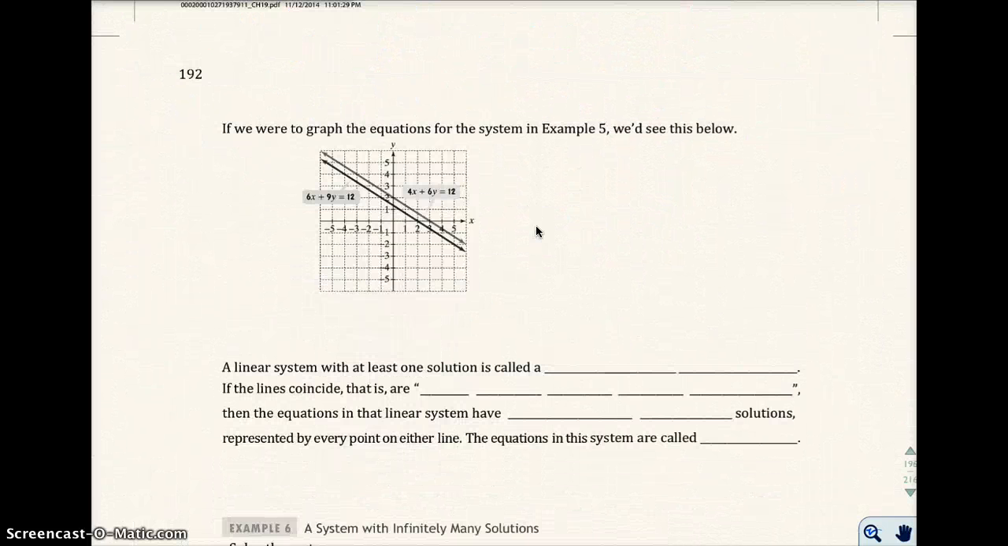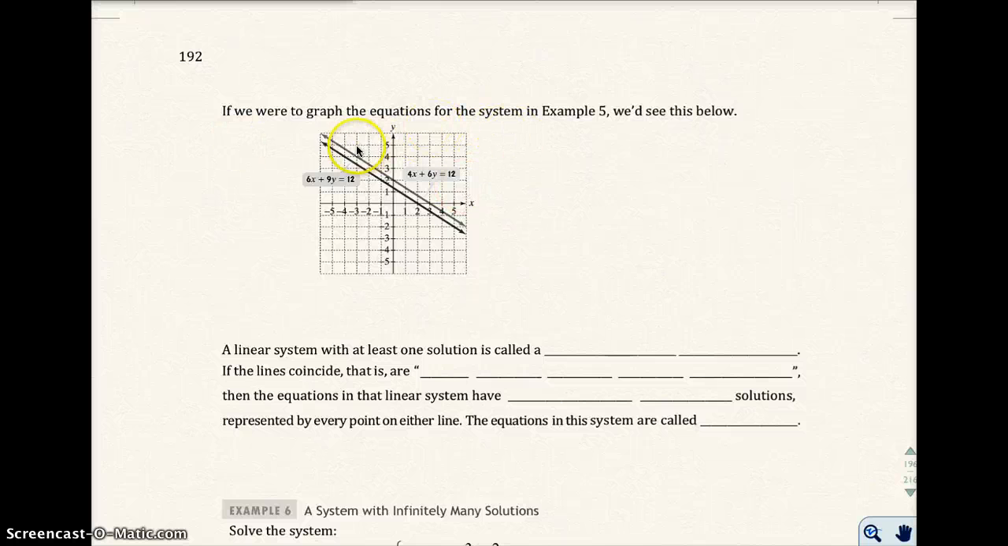So here's what you would actually see. If you were to graph the equations, the first line would be right here, the second line would be right here, and they never cross. A linear system with at least one solution is called a consistent system.